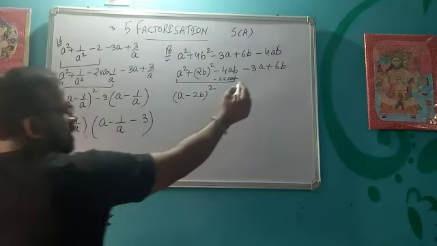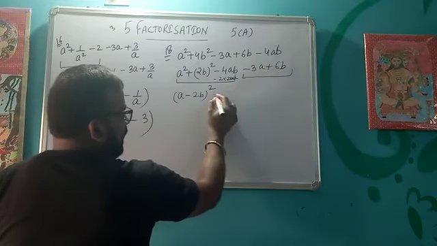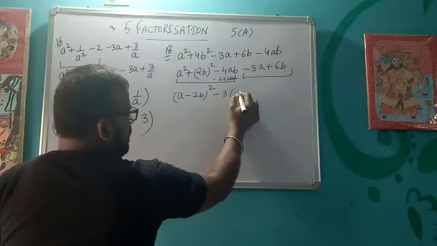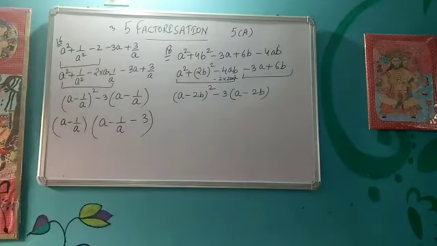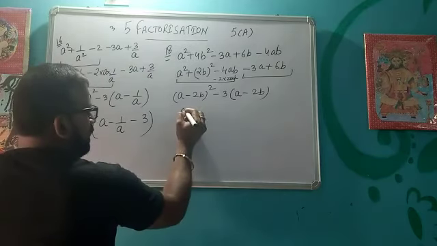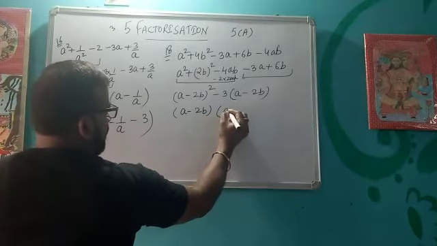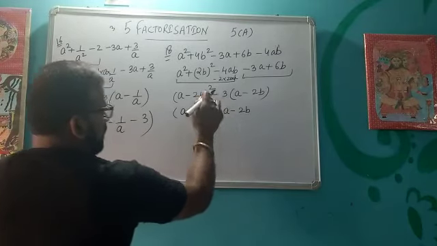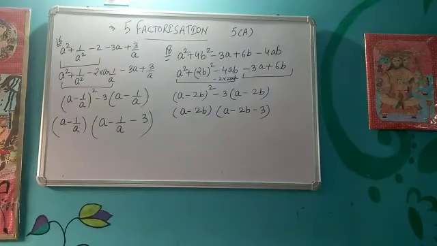And here it is minus 3a plus 6b. So I will take minus 3 as common. So it becomes a minus 2b. So finally a minus 2b will be the common, and inside 1 power of this, minus 3.